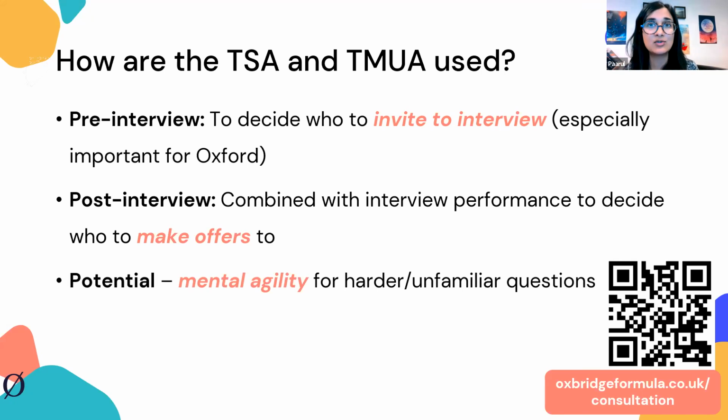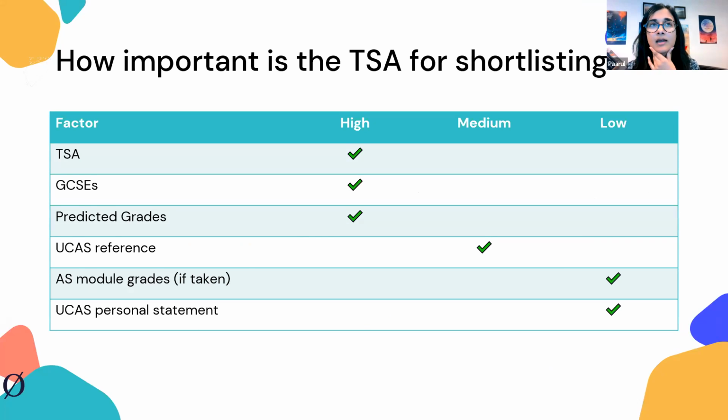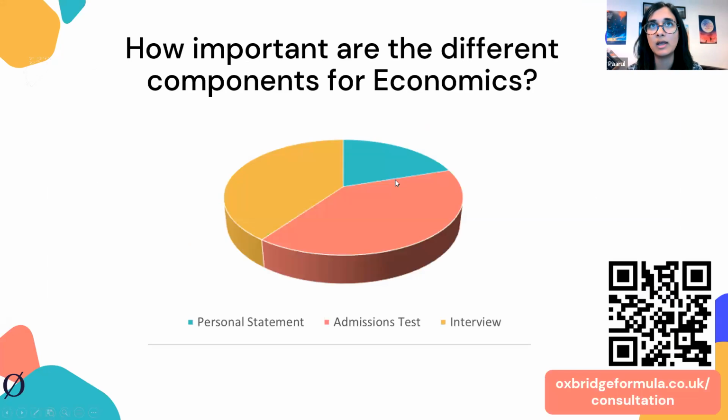The reason for these tests is to test your mental agility for harder or unfamiliar problems. Are you familiar with key ideas or techniques? They are testing your ability, and how well you can apply them to unfamiliar questions. This is just from Oxford. How important is a TSA for shortlisting? They say the TSA is one of the most important factors to be shortlisted for interview, together with predicted grades. I think in pandemic years, the GCSEs won't be as important, but they are taken into consideration by Oxford as well. And in terms of comparing the different aspects, I'd say the personal statement forms an important but smaller chunk in terms of getting in, whereas admissions tests and interview are a bigger proportion of what is used when making that decision by the admissions tutors.